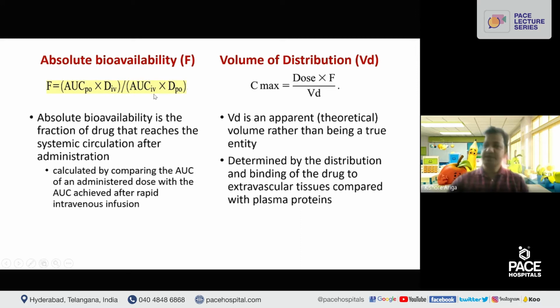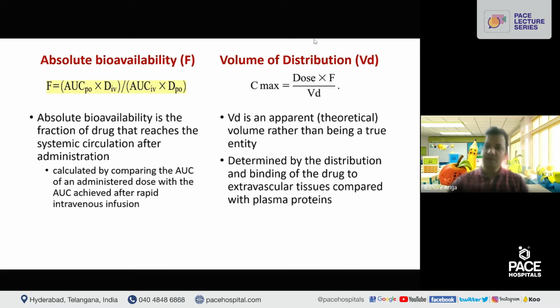Coming to the next one, which is the volume of distribution. As you all know from our pharmacology days, volume of distribution is a theoretical volume in which the drug is distributed in the body. So if a drug is more lipophilic or more attached to the tissues, the drug will be more distributed into the tissues and less of the drug is present in the blood. In such cases, the volume of distribution is high, whereas drugs which are more bound to protein are more restricted to the intravascular volume. There the volume of distribution is less.